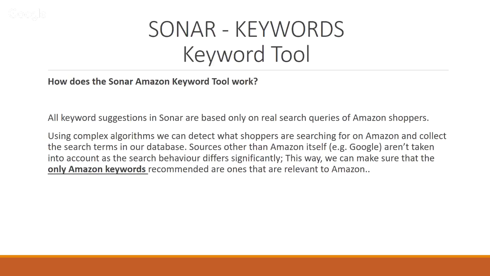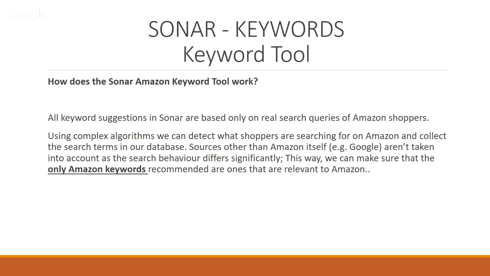So Sonar, using their complex algorithm, can detect what shoppers are searching for on Amazon and collect the search terms in their database. Sources other than Amazon, for example Google, which we just had a look at, are not taken into consideration. In other words, they're only interested in what happens inside of Amazon, which is good.